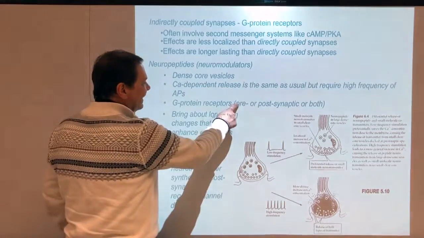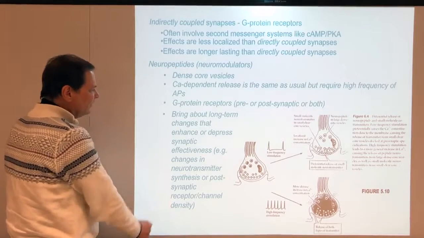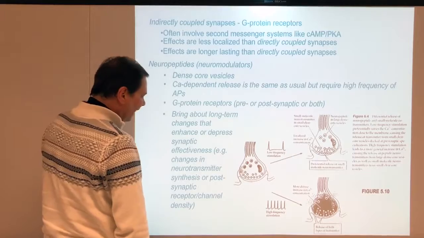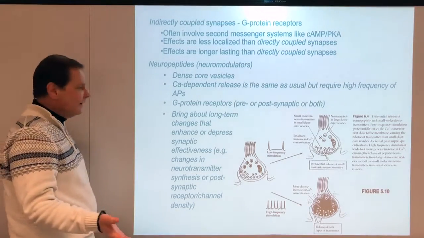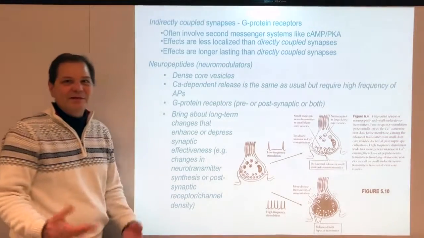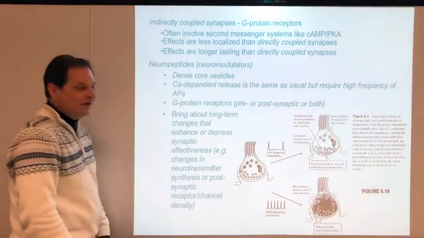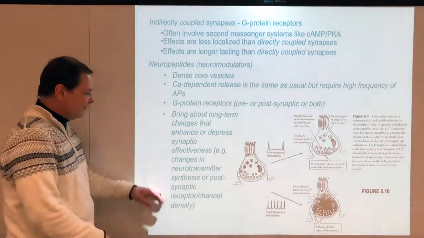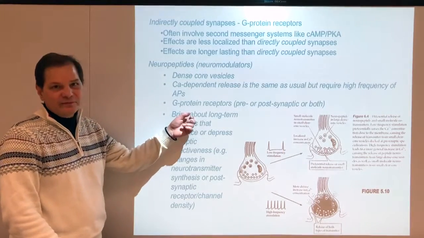They can be on the presynaptic membrane or the postsynaptic membrane or both, and they bring about long-term changes that enhance or depress synaptic effectiveness. So, for instance, they may change neurotransmitter synthesis, or postsynaptic receptors might increase in density because of increased expression because you've released these neuropeptides. So because of that, they're called neuromodulators. They tend to alter the response in the synapse in a slower, long-term sort of fashion.